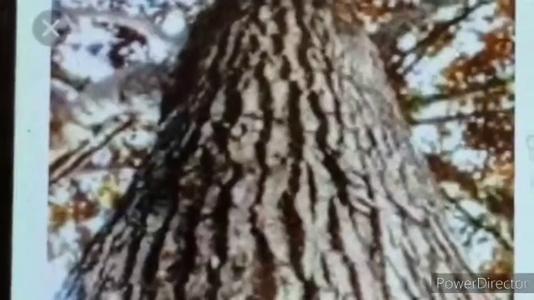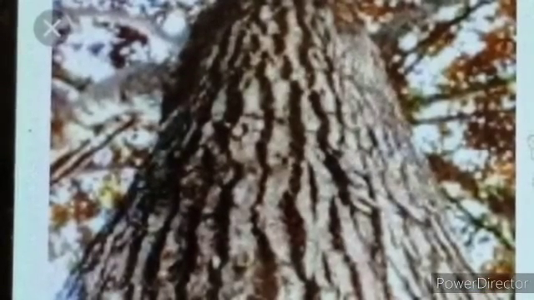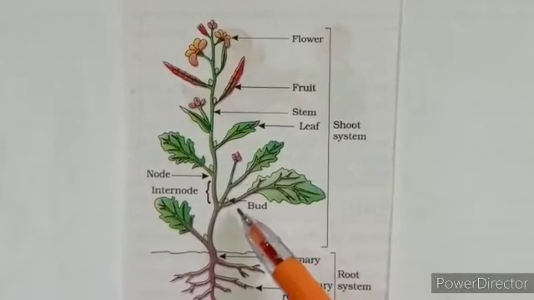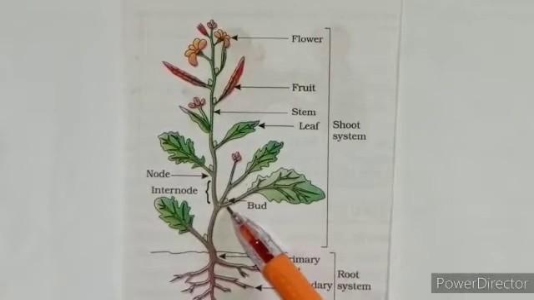Okay. The outer covering of a woody stem in some trees, all of you see here, this is the outer covering of a woody stem. This is called bark, the bark of a tree. Students, all of you see here, this is the young undeveloped shoot. This is called a bud.